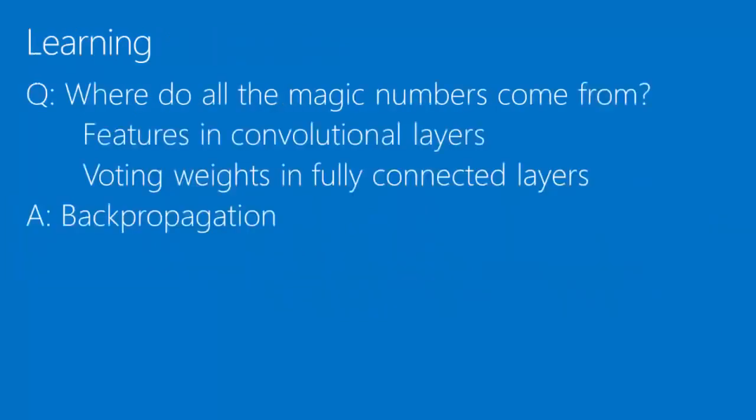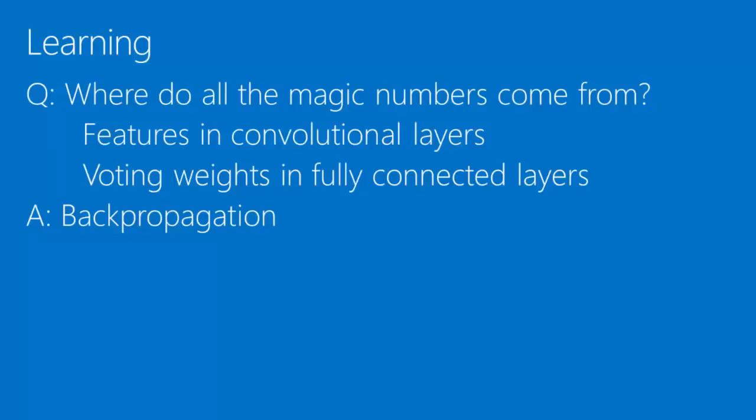So there are some things that we have glossed over here. You might be asking yourself where all of the magic numbers come from. Things that I pulled out of thin air include the features in the convolutional layers, those convenient 3 pixel by 3 pixel diagonal lines of the X. Also, the voting weights in the fully connected layers. I really waved my hands about how those are obtained.